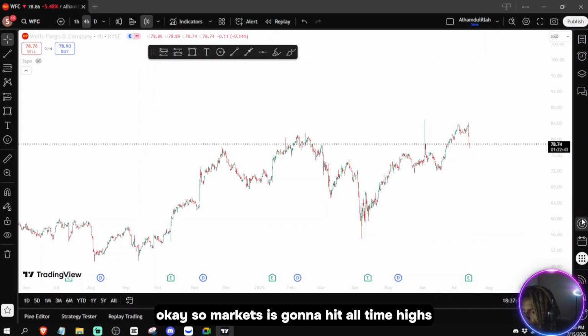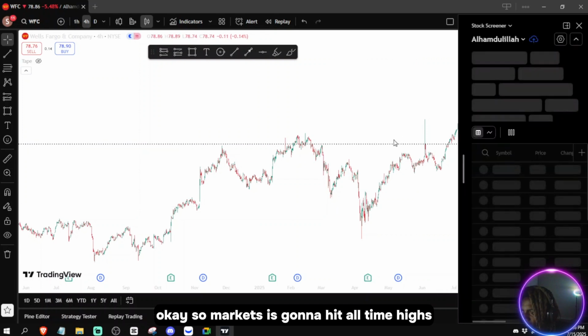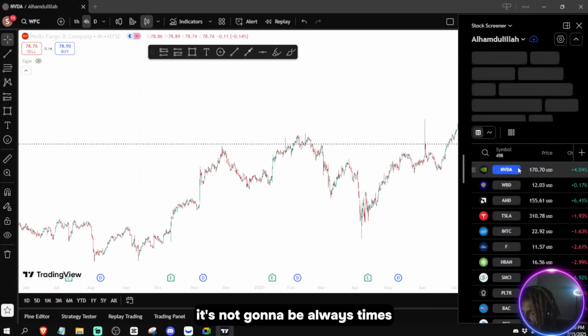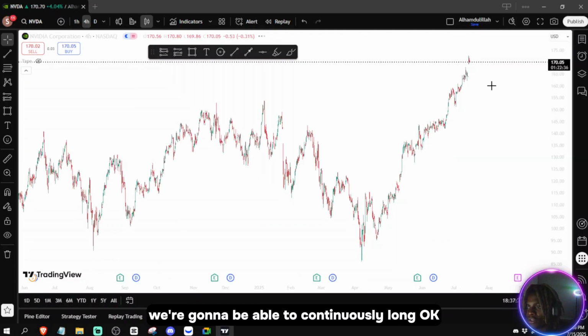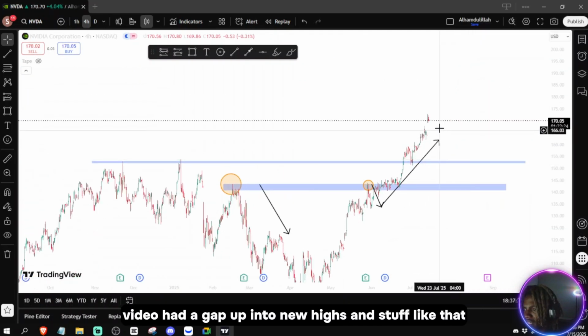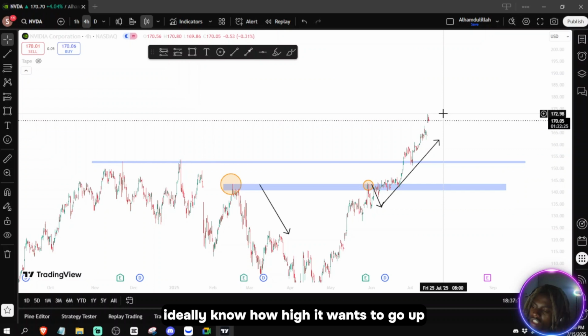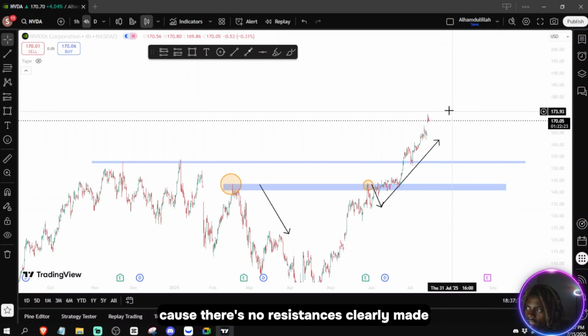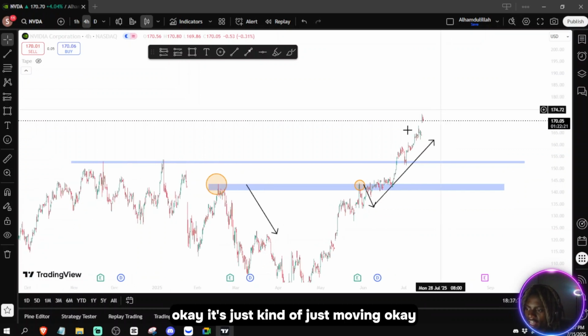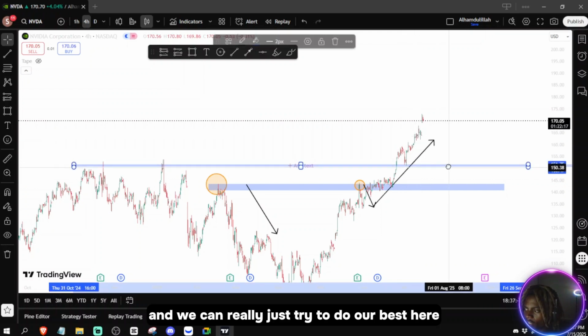The market is going to hit all-time highs. It's not always going to be the case that we can continuously long. Nvidia had a gap up into new highs and stuff like that, but you don't ideally know how high it wants to go up because there are no resistances clearly made. It's just kind of moving, and we can really just try to do our best here.